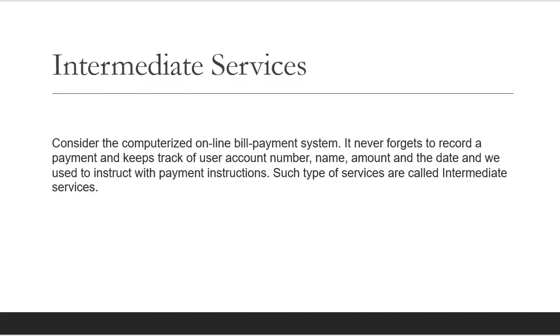Next is intermediate services. Some of the basic services we already saw. What are the intermediate services? Intermediate services are like online bill payment. It never forgets to record a payment and keeps track of the user account number, name, amount, and the date, along with payment instructions. All the things which you have to do manually are done by an online payment system. It records everything which is done there. Such types of services are known as intermediate services.